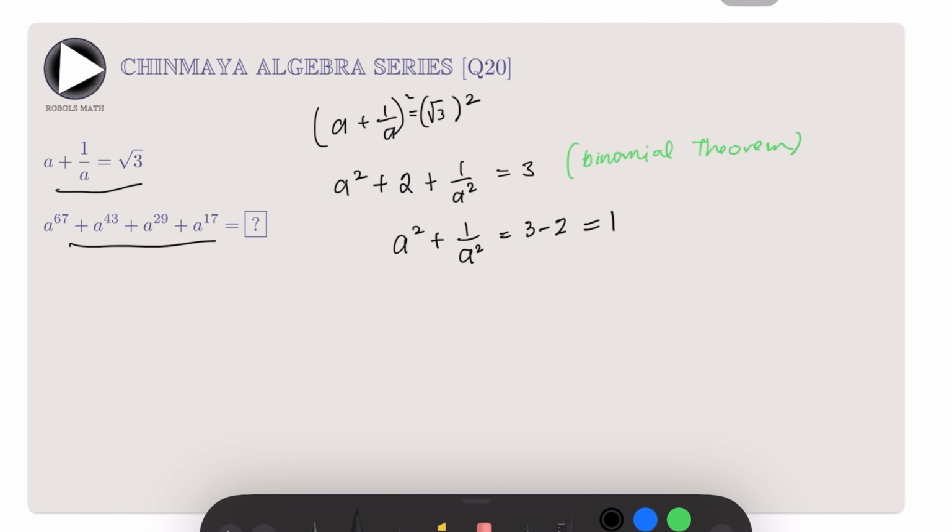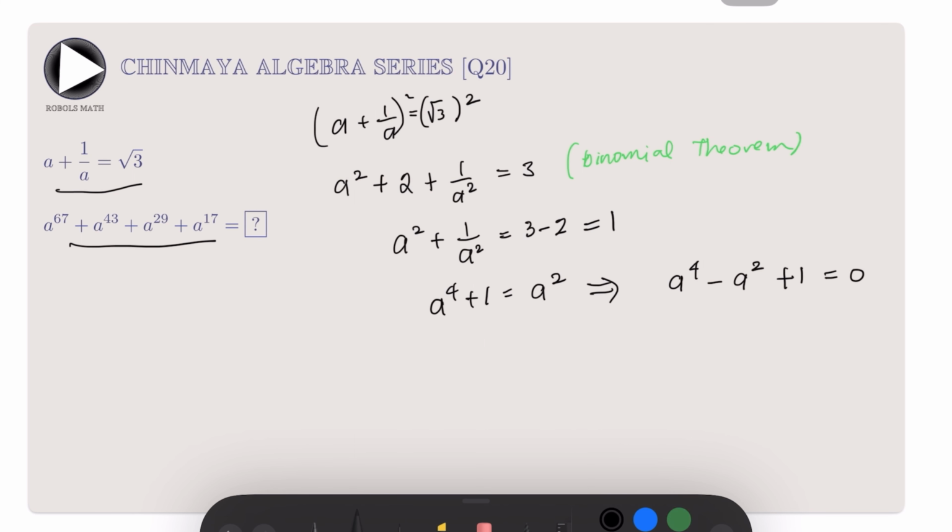Now, if we multiply both sides by a squared, we get a to the 4th plus 1 is equal to a squared. We can rewrite this by putting the a squared on the left side to get a to the 4th minus a squared plus 1 equals 0. Note that this now is very similar to the form in the previous video.